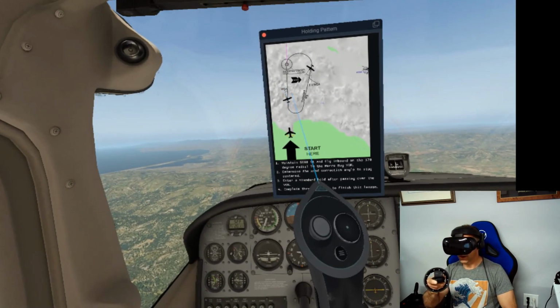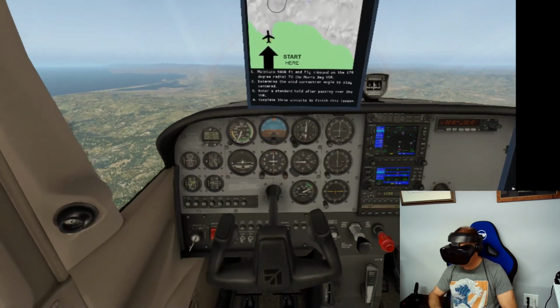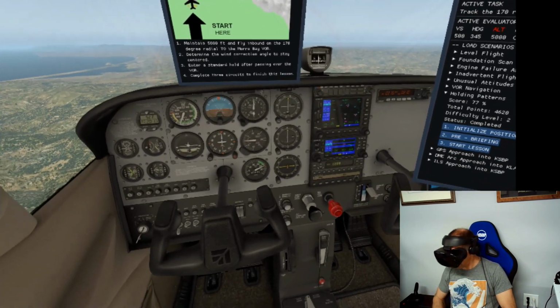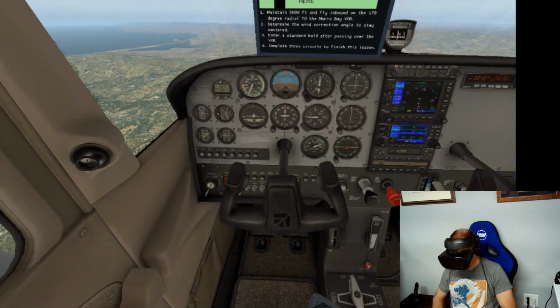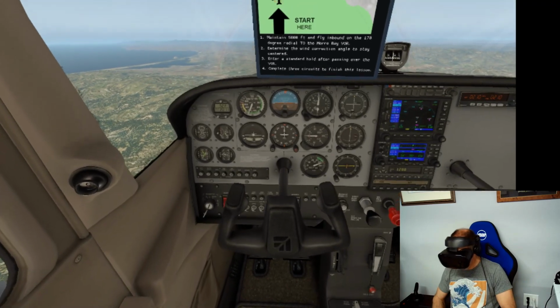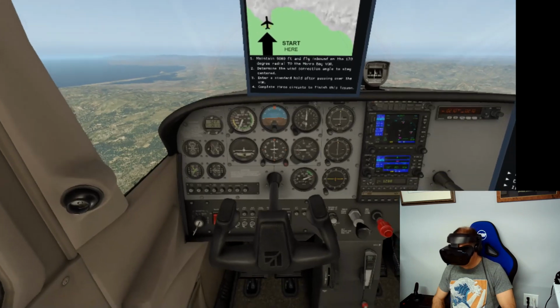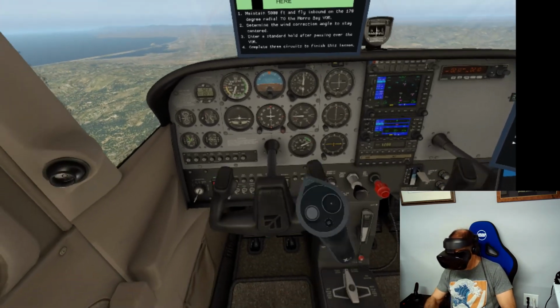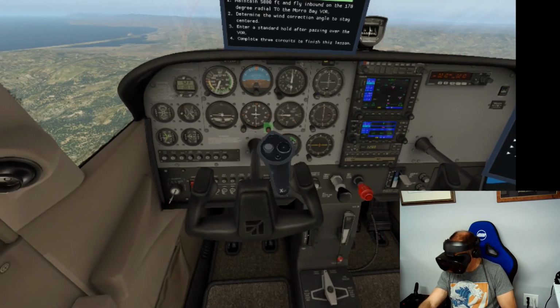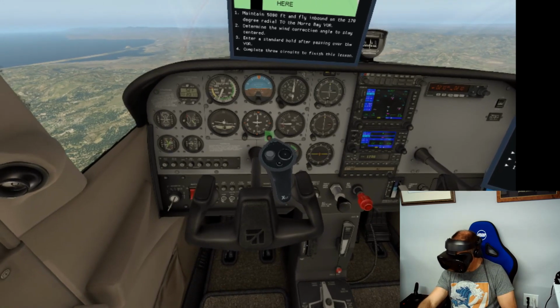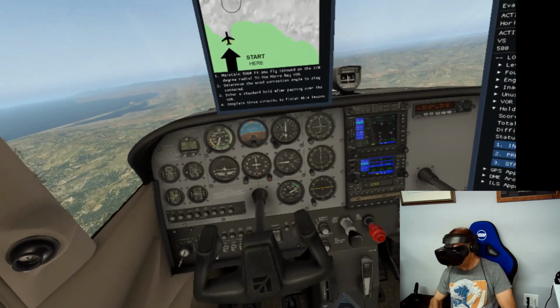I'm probably right about in this area now. So I'd say our wind correction angle is about 10 degrees. Maybe a little bit less. The CDI needle is now centered, and I will begin evaluating you on how well you can keep it centered.